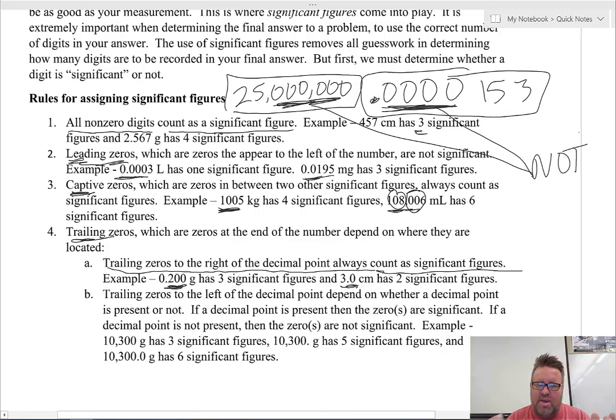Remember, significant means something is important. You know, you talk about someone's significant other. That's someone who's important to them. Okay, these zeros and these zeros are not important. And when you put them into scientific notation, they go away. Okay, and so they are not significant.